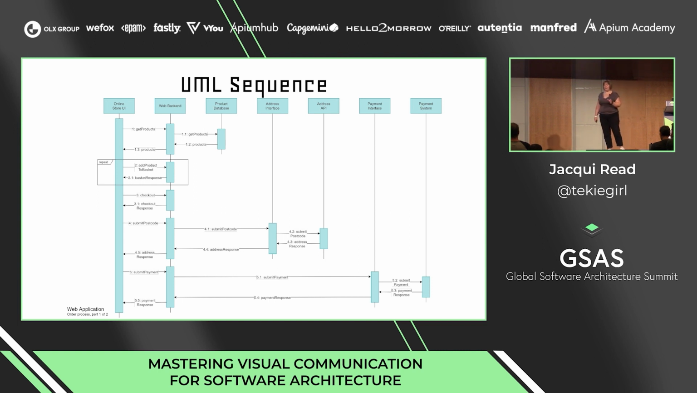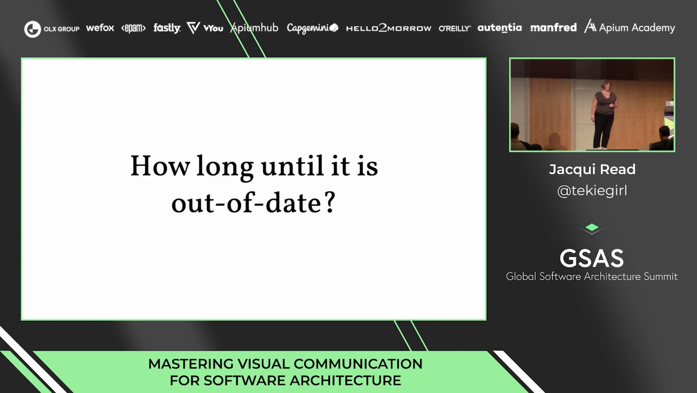If you really, really, really need documentation of what your methods are, then you want to auto-generate it, because that changes all the time. How long until it's going to be out of date? It's probably out of date in the time that I've been talking.